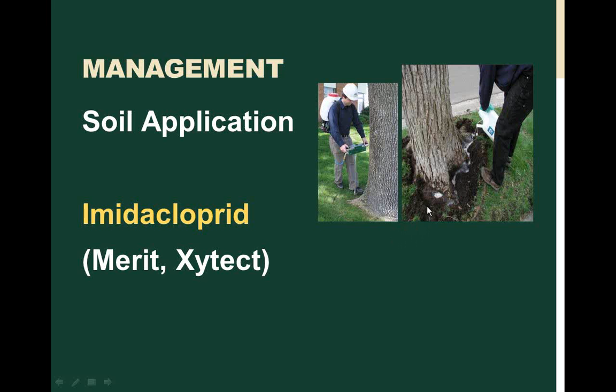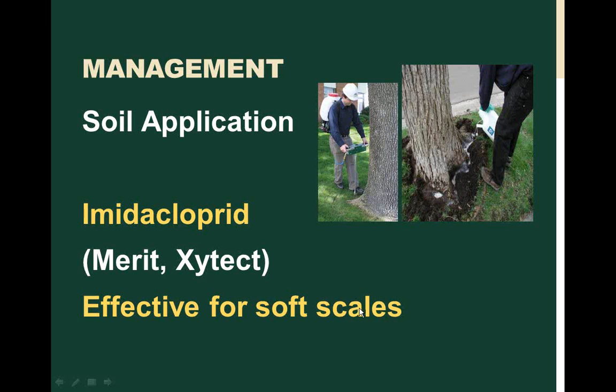If you've got 1 or 2 trees to do, you can pull back the mulch, pull back the turf. You can mix up the imidacloprid in a 5-gallon spackle bucket from Home Depot and make your application. Obviously, this makes it look more professional in the eyes of the client on the left, where the client sees this on the right and they'll say, gee, I could have done that. So imidacloprid is very effective for soft scales.